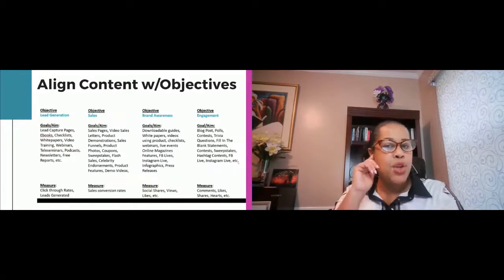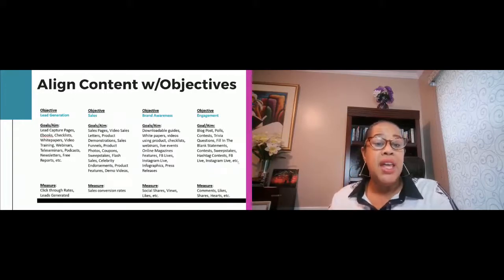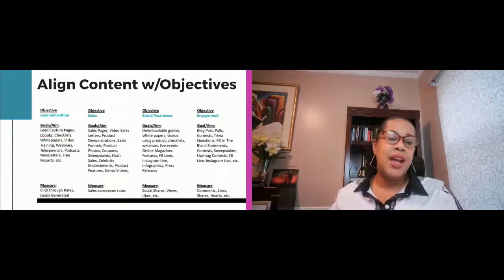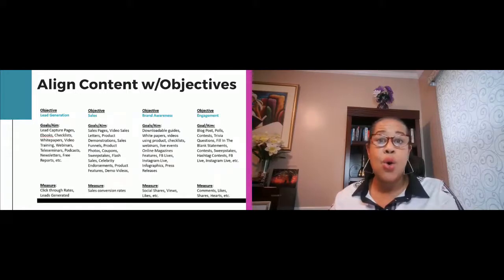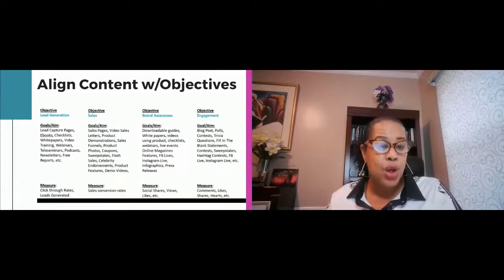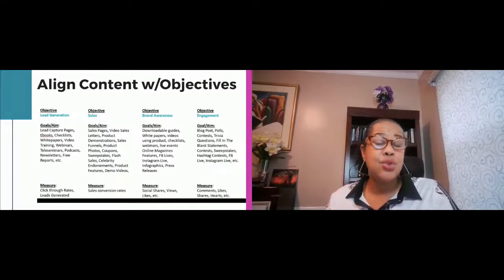So, for example, your main objective may be to generate leads. And if that's your ultimate objective, then some of the things you might want to do is create lead capture pages. And if you're creating lead capture pages, then you want to have a giveaway, a freebie. So you may create an ebook or article or a guide or a checklist or something like that so that people can download these things. And then you will measure the success through click-through rates and leads that are generated, right?